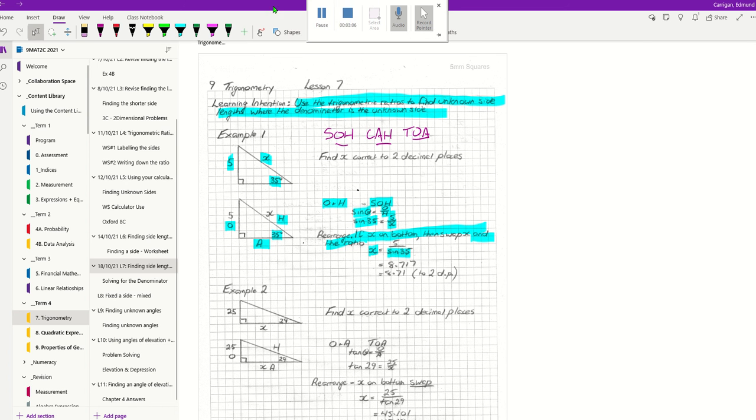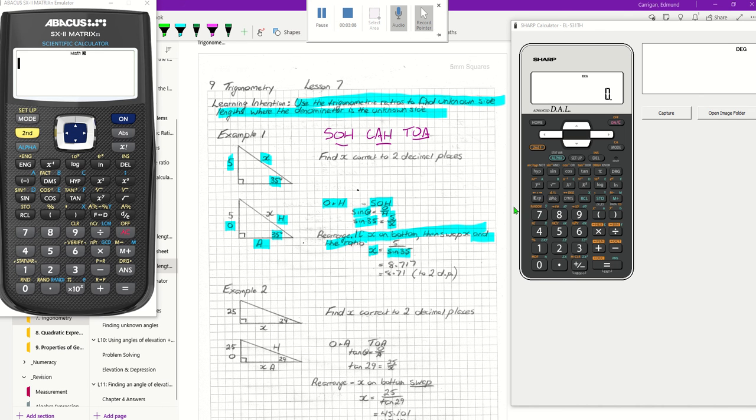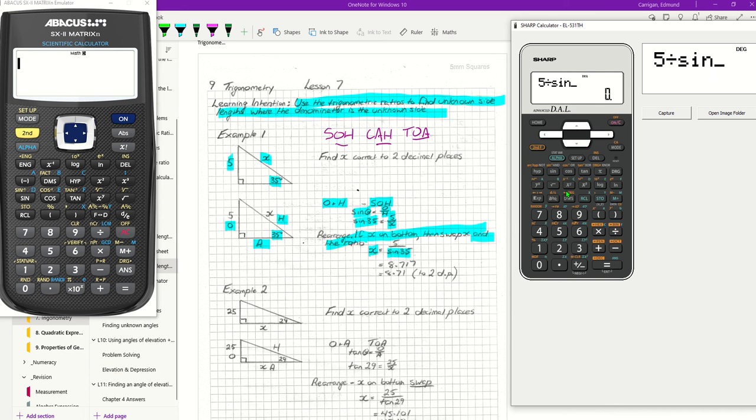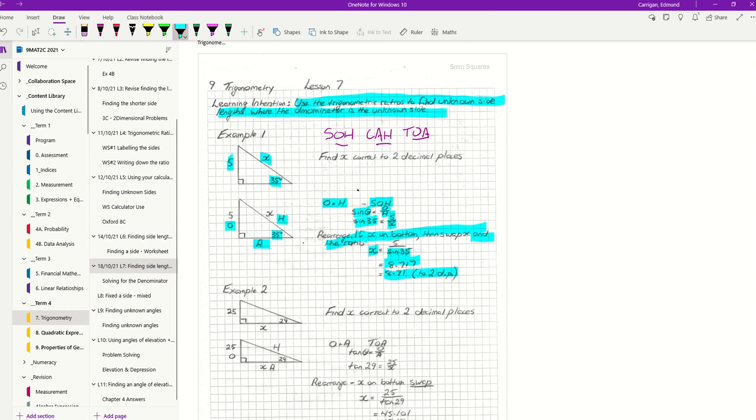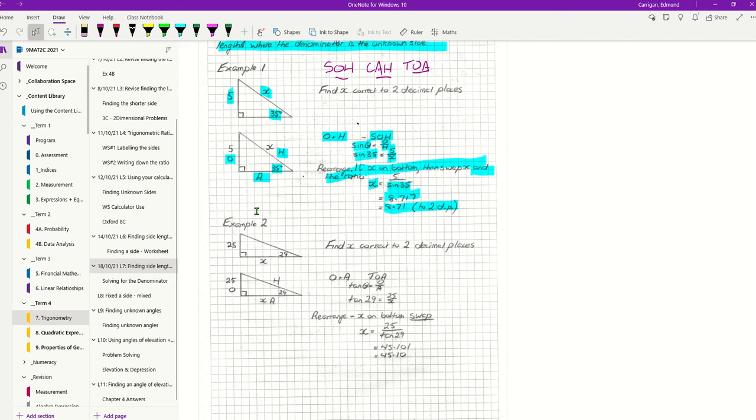So putting them in our calculator, I'm going to continue. Okay, we've got our two calculators open. X equals 5 divided by sine 35. For this calculator we just put in sine, 35, equals. 8.717, to 2 decimal places, 8.71. Okay, so our next one, example 2, having a look at this triangle.